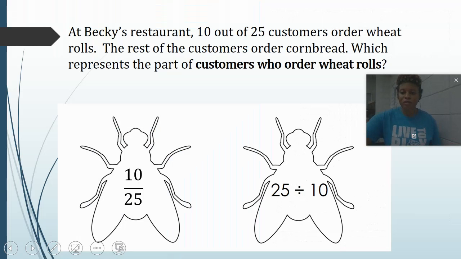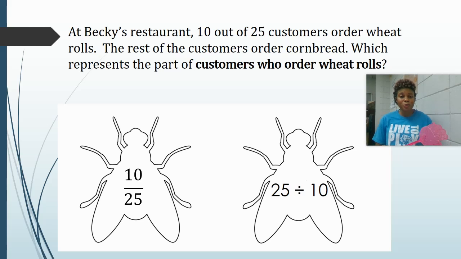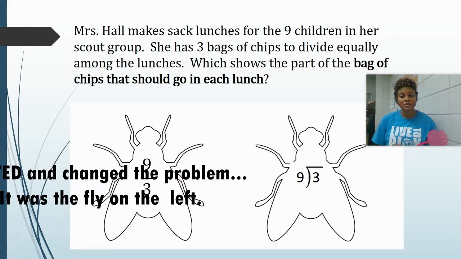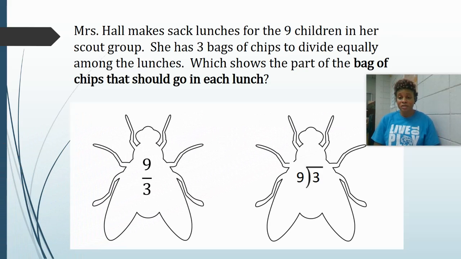So let's look at our first problem. At Becky's restaurant, 10 out of 25 customers order wheat rolls. The rest of the customers order cornbread. Which represents the part of customers who ordered wheat rolls? So look at these two flies. Which one of these should I swat? Take a second and review your division representation notes. Which one of these flies is written correctly? And think, what are we dividing? Are we feeding children to chips or chips to children? So whatever we're dividing is our dividend and our divisor. Take a second, pause, and pick your answer.